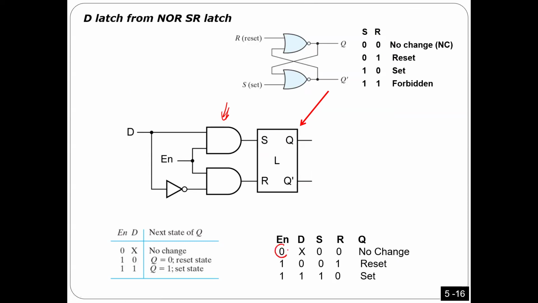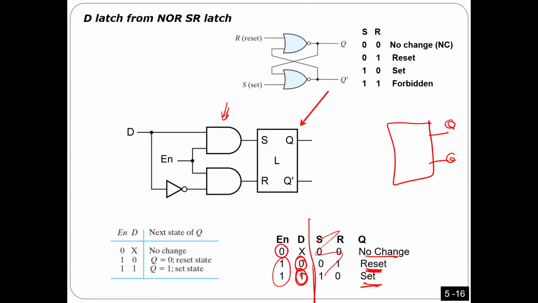Here you can see if the enable is equal to 0, no change. If it is enabled, if D equals 0, we make a reset. If D equals 1, we make a set. That's what you see from outside; the rest is internal. So I have a device with Q and Q prime, and then enable and D. Very simple. If you want to store 0, D is 0. If I want to store 1, D is 1.